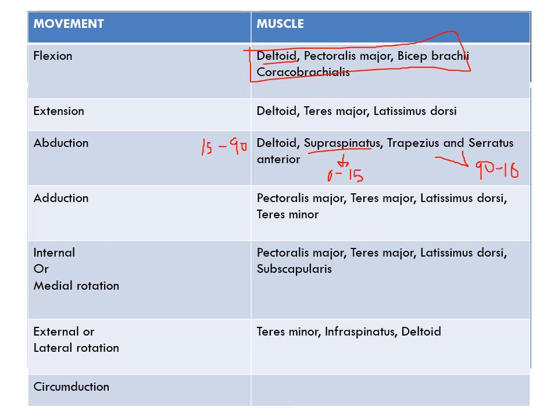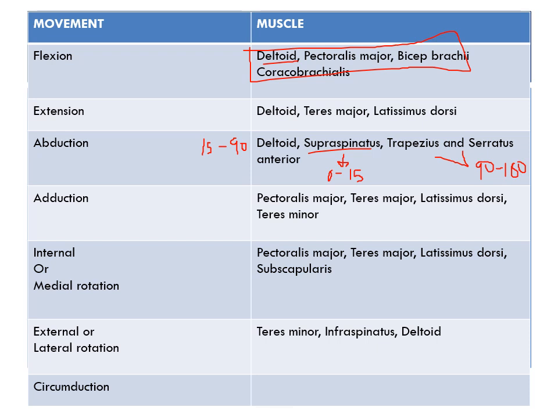Then for adduction, ADD, movement of the arm back towards the natural position, close to the midline, we have four major muscles involved in this. We have the pectoralis major muscle, the teres major muscle, the latissimus dorsi muscle, and the teres minor muscle, all involved in the process of adduction, ADD.